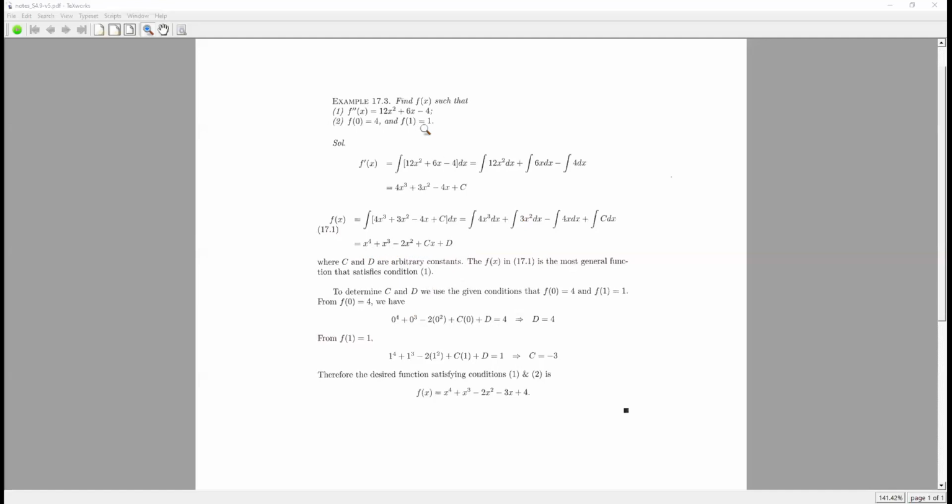The second equation in condition 2 says the function value at 1 is 1. So plug in 1 for x here. Set the result to 1 to get this equation. d is 4. So solve this equation for c. We get c is -3. Okay, now c is -3, d is 4. So the function that satisfies these two conditions is this function.